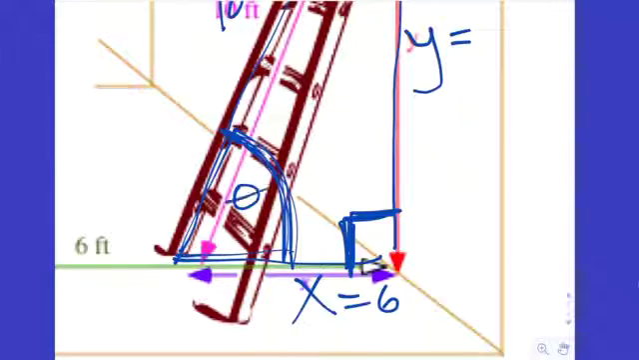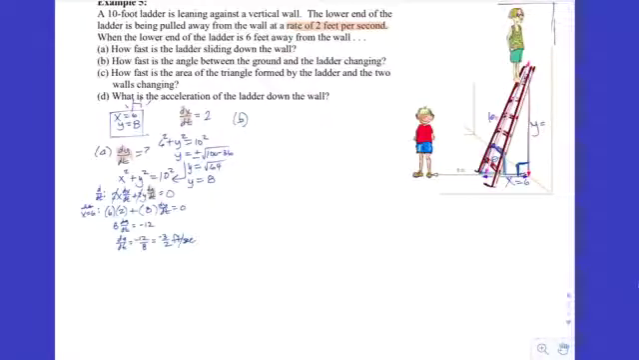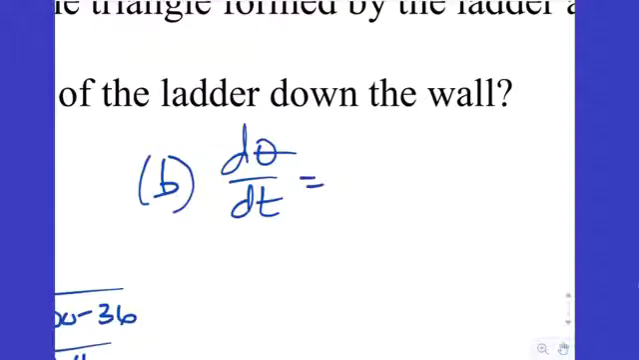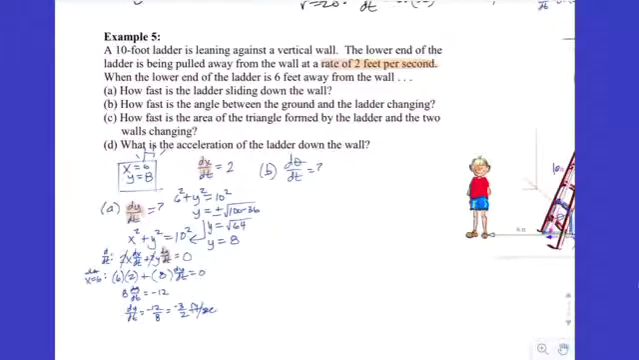Theta is a good use of a variable for an angle. We'll keep it as theta. Really, anything would work. And so now we are looking for d theta dt. That's our target. Before we can relate the rates to each other, we have to relate the quantities.